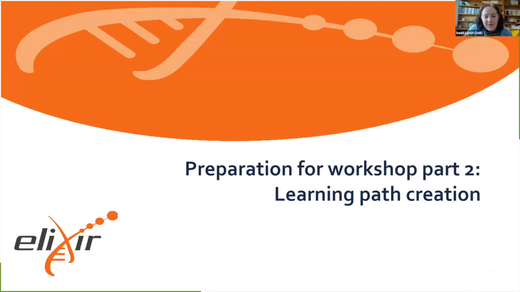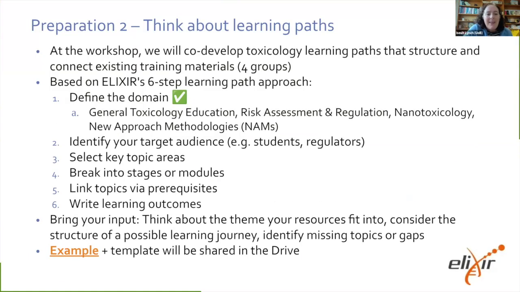So that's the pre-material that we have to do. A second piece of homework is to start thinking about learning paths. So at the workshop, we will be co-developing the learning paths to structure our existing training materials. We will hopefully have enough participants to break into 4 groups, and we will use the ELIXIR 6-step learning path approach. We will be given a walkthrough of the approach, but basically the 6 steps are as written here.